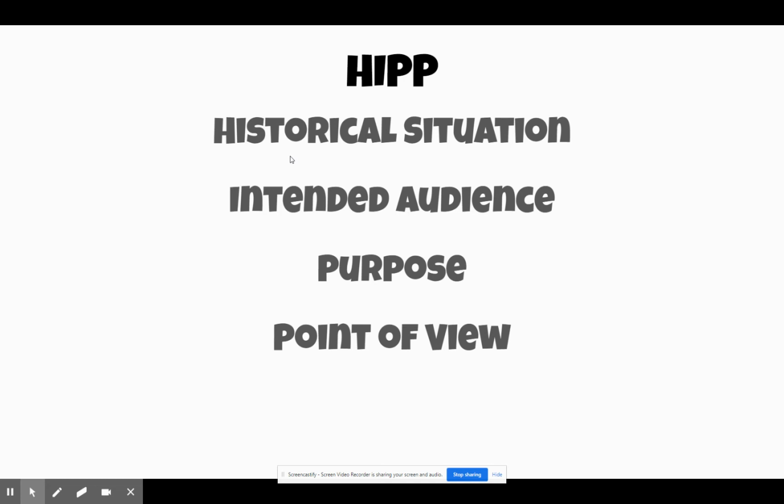Now, the point of view. Remember, the point of view is asking you to figure out who is this person, given his situation, why does that matter? So when we did this in class, we identified some of the things that are factual, right?